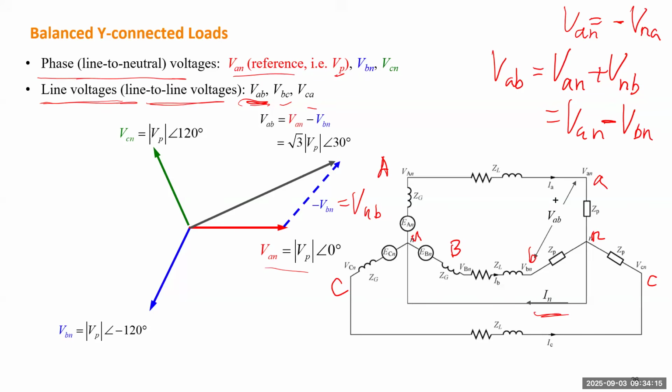And from this figure, based on the triangle, this is 120 degrees, and those two angles are identical. Each is 30 degrees. And VAB will be leading VAN by 30 degrees and also multiplied by a factor of root 3.